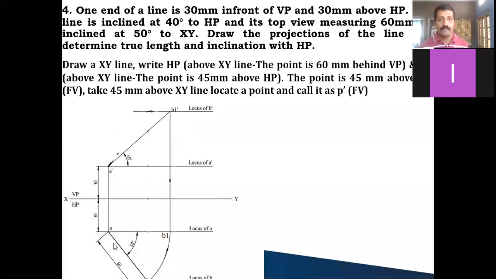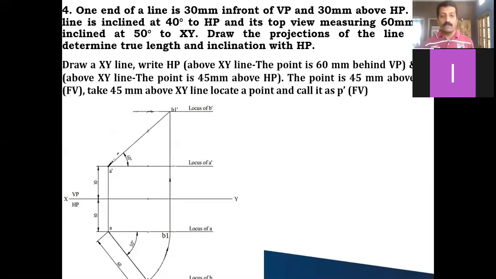I'll draw a 50 degree line, and then, because the apparent inclination should come on the apparent length, correct? So the top view length, how much is it given? 60 millimeter. With this 50 degree line, as the center, you cut this 60 millimeter and call it point B. Join this AB, so this is the top view. And once you get B, you draw the horizontal projector line and call it the locus of B.